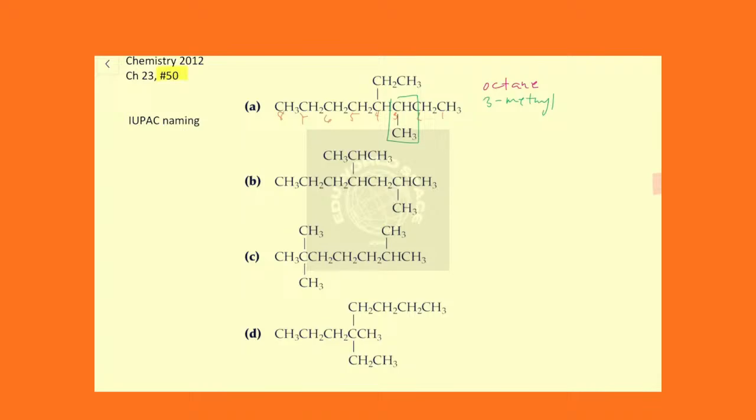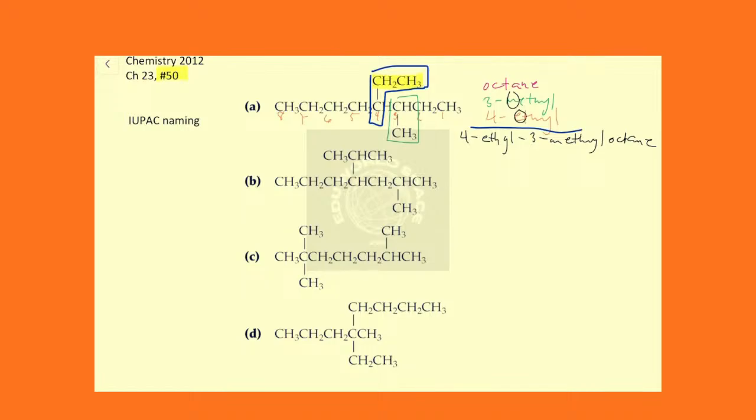Okay, so we go by alphabetical, and E goes before M. We start with 4 ethyl. So we got 4 ethyl, 3 methyl octane. Okay, so 4 ethyl, 3 methyl octane.